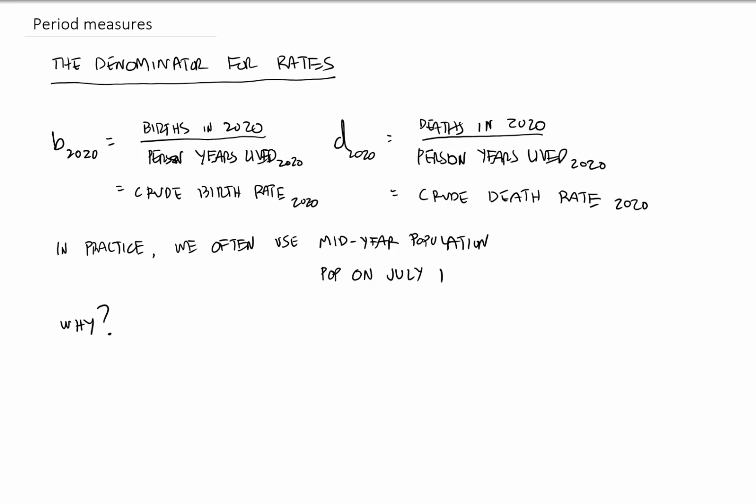Okay, we're going to talk about some period measures. We have been talking about cohort measures. We're going to talk about period measures now. And we're going to come back to something that I had talked about earlier, which was the crude birth rate and the crude death rate.